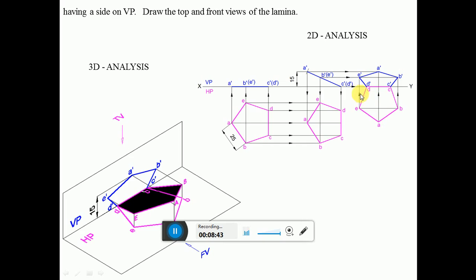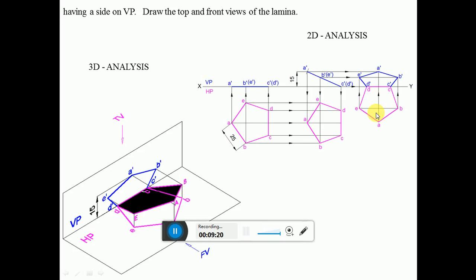Then how to get the front view now? C dash D dash is already on HP, so obviously these 2 points will be obtained. Then draw a vertical projector from E and B, and draw a horizontal projector from B dash and E dash to get this point B dash E dash. Then draw a vertical projector from A and draw a horizontal projector from A dash. You are going to get this point A dash. Join A dash, B dash, C dash, D dash, E dash and A dash. So this is how we will be able to reproduce the third position in the 2D analysis.